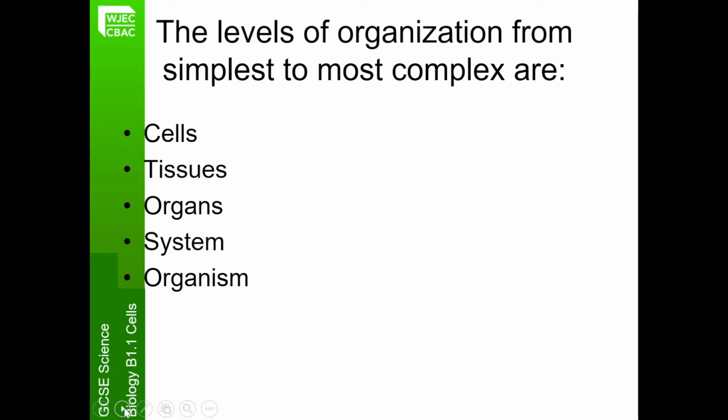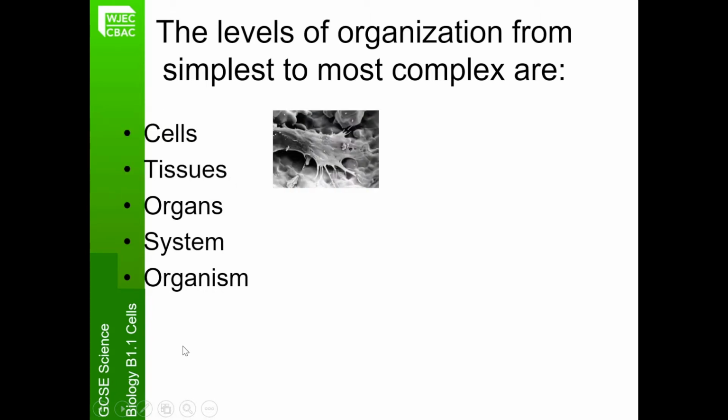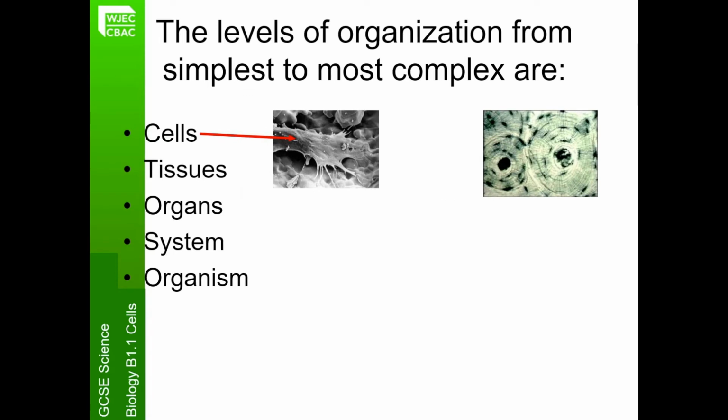They're the smallest part. They make up tissues. Tissues make up organs. Organs make up systems. And systems make up the whole organisms. So in this example, these are images of bone cells taken with a microscope. These bone cells would join together to make bone tissue. So here we can see a cross-section through a piece of bone, and it looks like rings in a tree. And down the middle would be where the blood vessels carry the blood to the tissue.